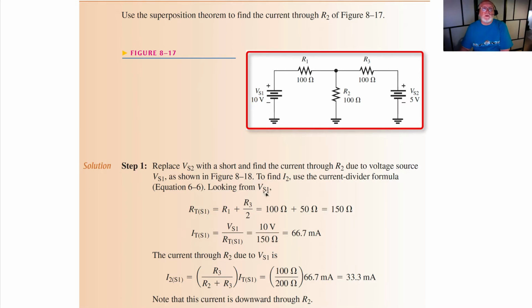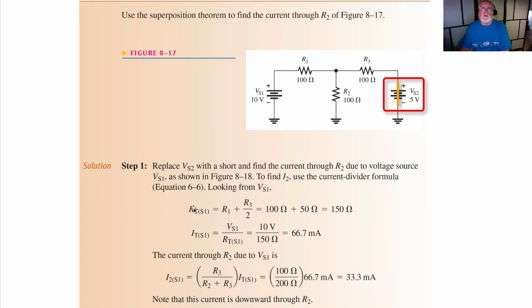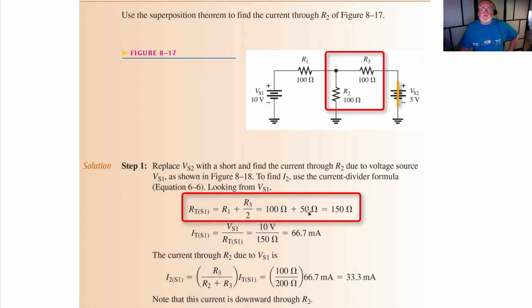So step 1 says we replace voltage source 2 with a short and find the current through R2 due to voltage source 1. To find I2, use the current divider formula looking from Vs, voltage source 1. So the total resistance for source 1 is equal to R1 plus R2 divided by 2, because they're both the same value. So we've got 100 ohms plus 50 ohms, which gives us 150 ohms.